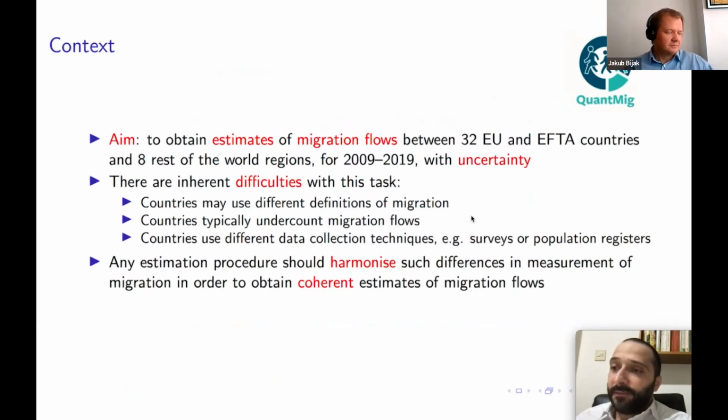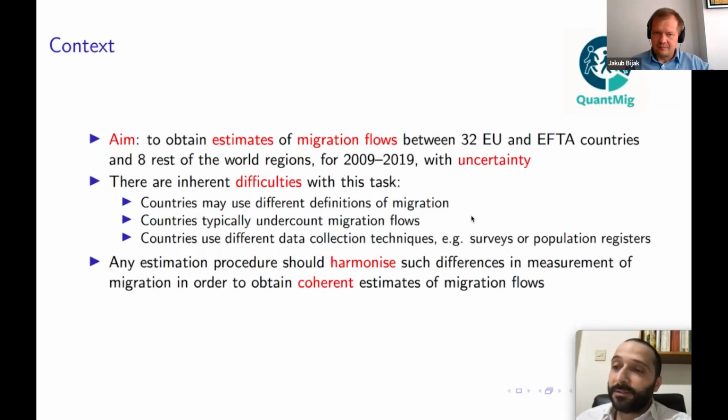However, there are many difficulties inherent in estimating migration flows. For example, countries may use different definitions of migration. Now, most countries use a United Nations 12-month duration of stay definition. However, this was not always the case, and some countries still report using different duration criteria. Also, some countries exclude certain subgroups, such as refugees or asylum seekers, which should be counted, or fail to report some of the migrants. That is to say that migration is typically undercounted.